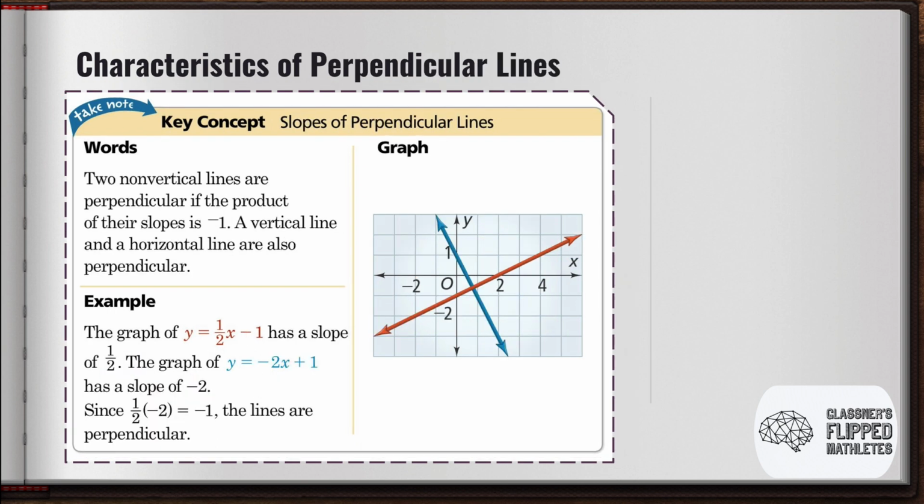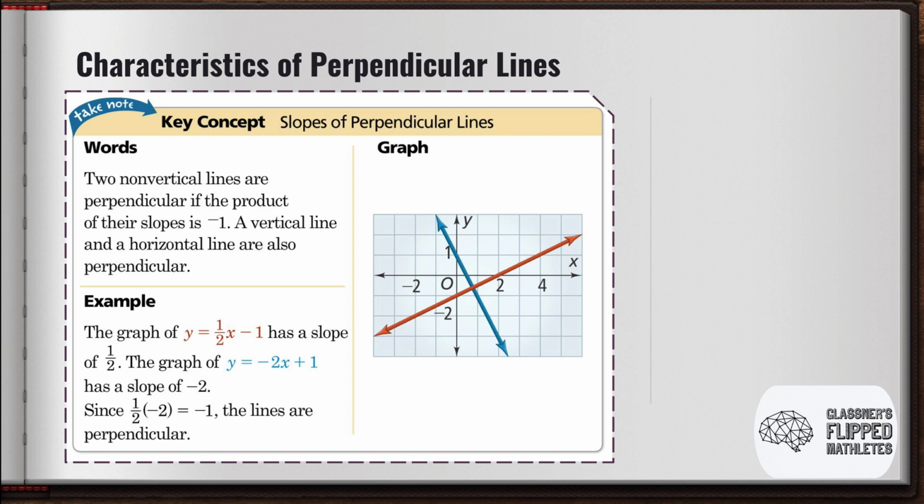Perpendicular lines, on the other hand, have slopes whose product is -1. Vertical lines and horizontal lines are always perpendicular for obvious reasons. So let's look at an example here. Let's say this red line, y = 1/2 x - 1, has a slope of 1/2 because it's in the m spot. The blue line has a slope of -2. 1/2 and -2 are opposite reciprocals, making the lines perpendicular.